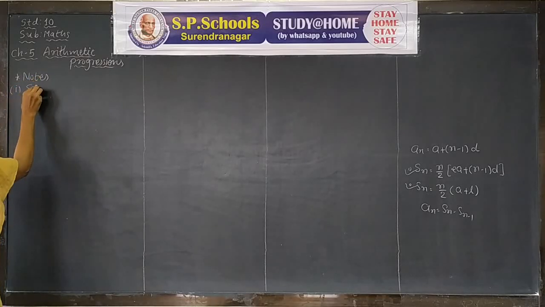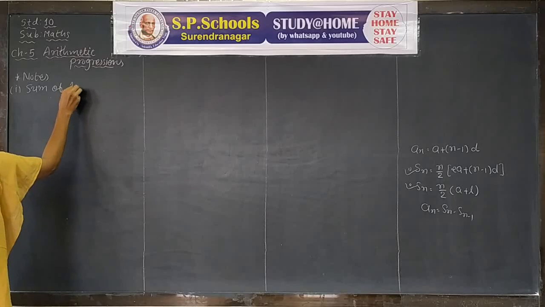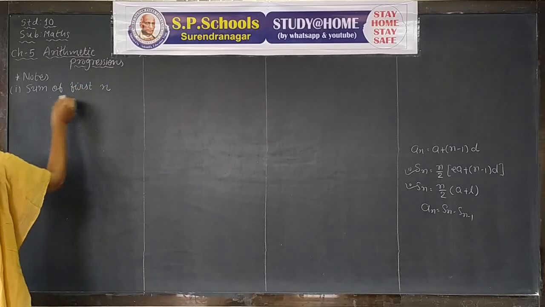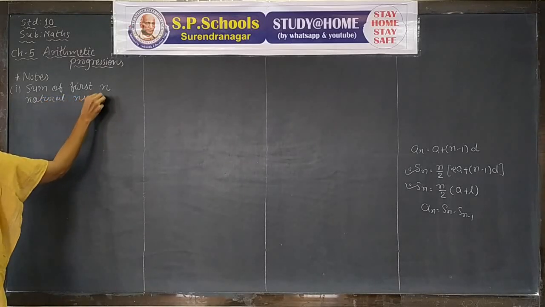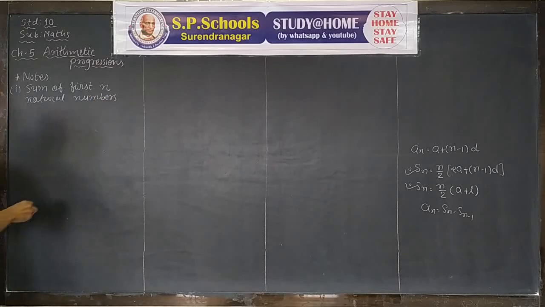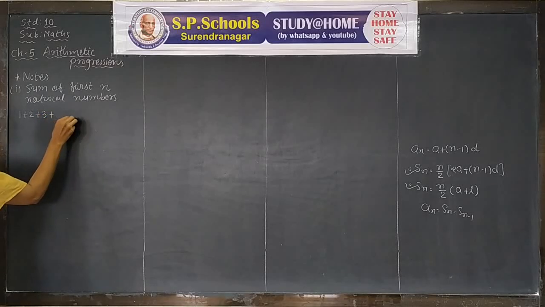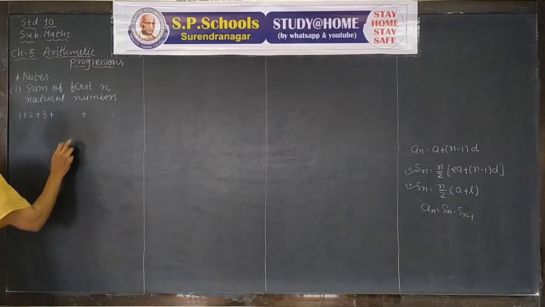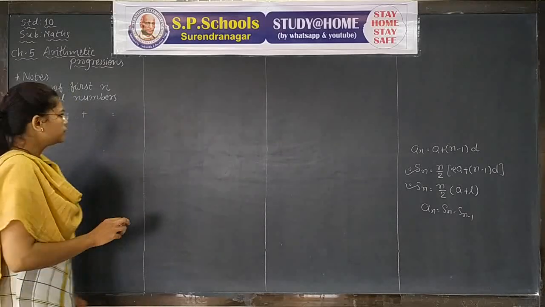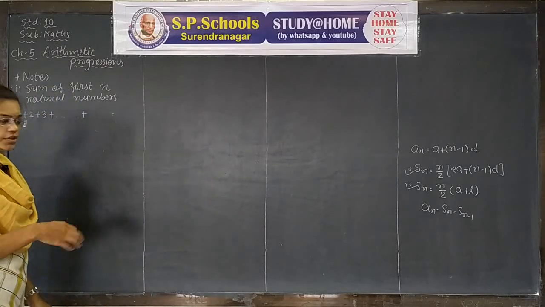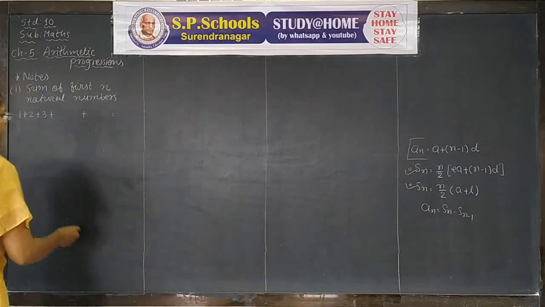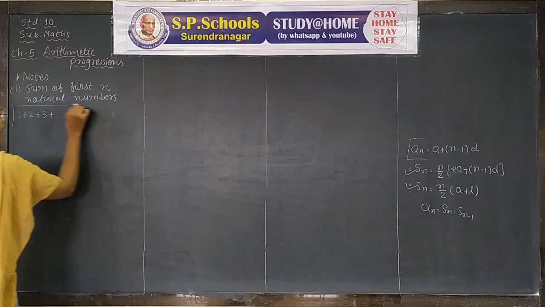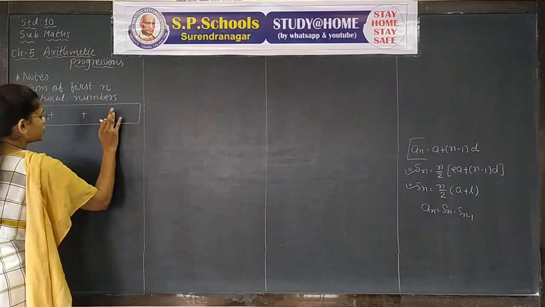First is the sum of first n natural numbers. Sum of first n natural numbers means 1 plus 2 plus 3 plus up to n. We know the general term of the first n natural numbers. Using an we are able to find the last term, the general term. We need to find the sum of first n natural numbers.